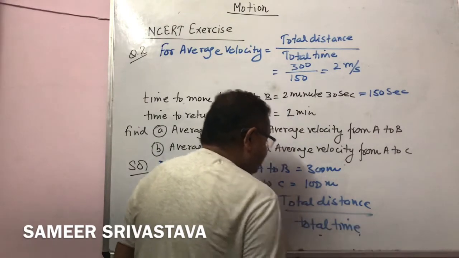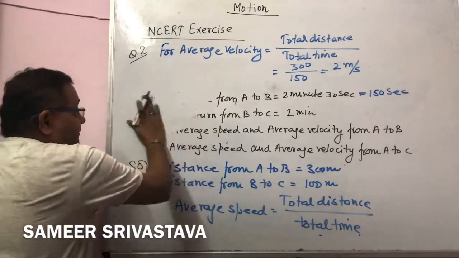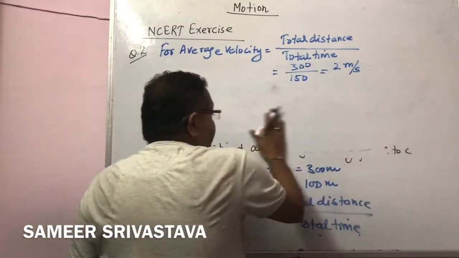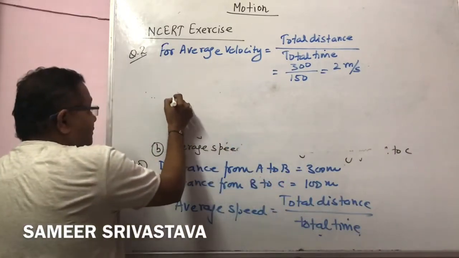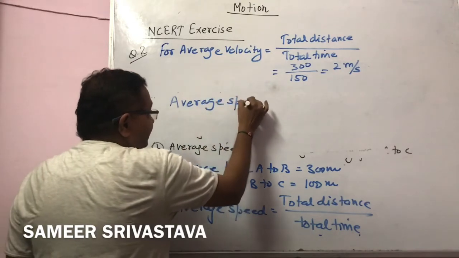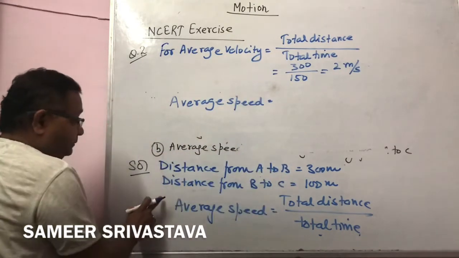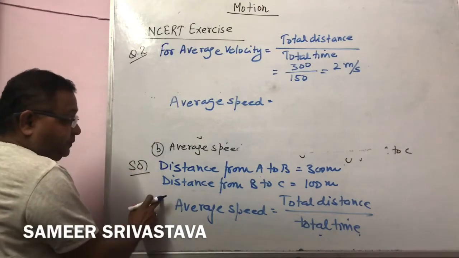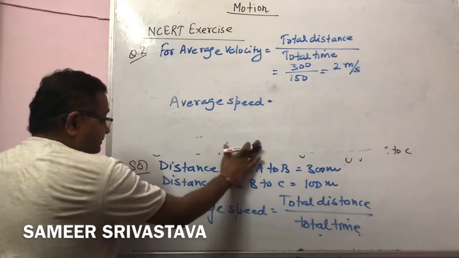How much total distance does it cover? I am going to rub this point here. How much is the total distance covered? So for the average speed, we can write, this is section B, okay? Average speed for section B.